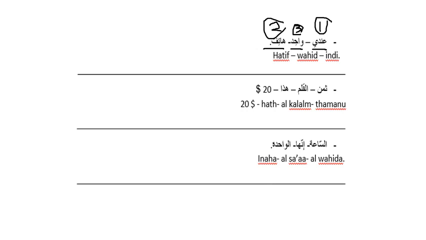ثمن here means price. القلم means pencil. هذا this. $20. So the sentence will be the price of this pen is $20, and the first one is ثمن, the price of this pen, which means هذا, 3 القلم, which means the pencil, the price of this pencil is $20. So ثمن هذا القلم $20.